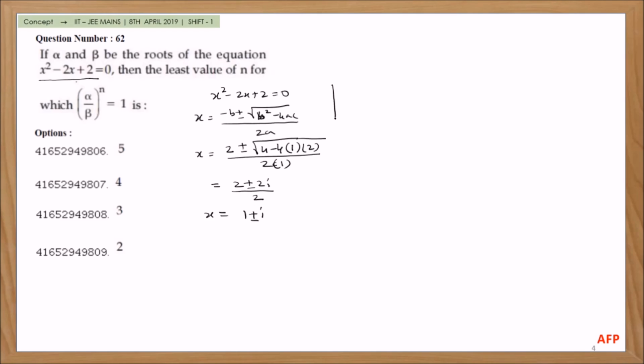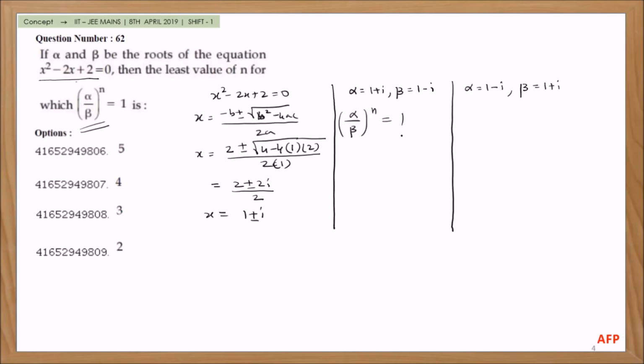Now here you can take alpha equal to 1 plus i and beta equal to 1 minus i, or you can take alpha equal to 1 minus i and beta equal to 1 plus i. Either this or this you can take. So I will substitute in the equation alpha divided by beta whole raised to n equals 1: 1 plus i divided by 1 minus i whole raised to n equals 1. 1 plus i divided by 1 minus i is nothing but i. So i raised to n is equal to 1.